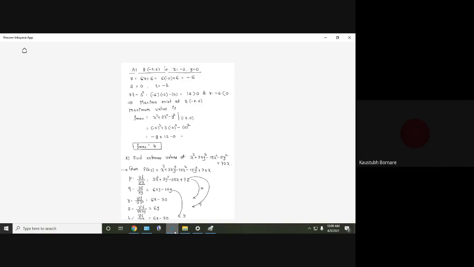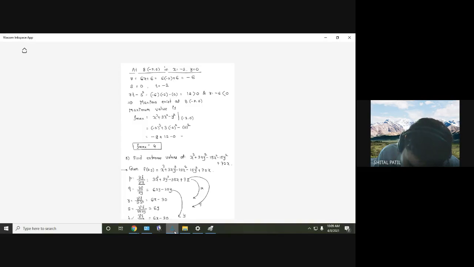Otherwise, we can do this: this del f by del y, we can differentiate with respect to x. We already differentiated with respect to y, and we need xy. So now you differentiate this with respect to x. The derivative of 6xy is 6y, and the derivative of 30y with respect to x is 0. Both come out the same.